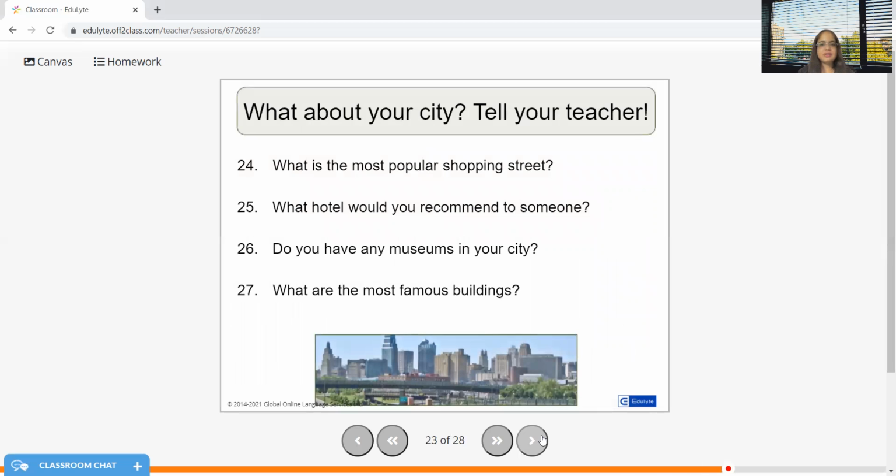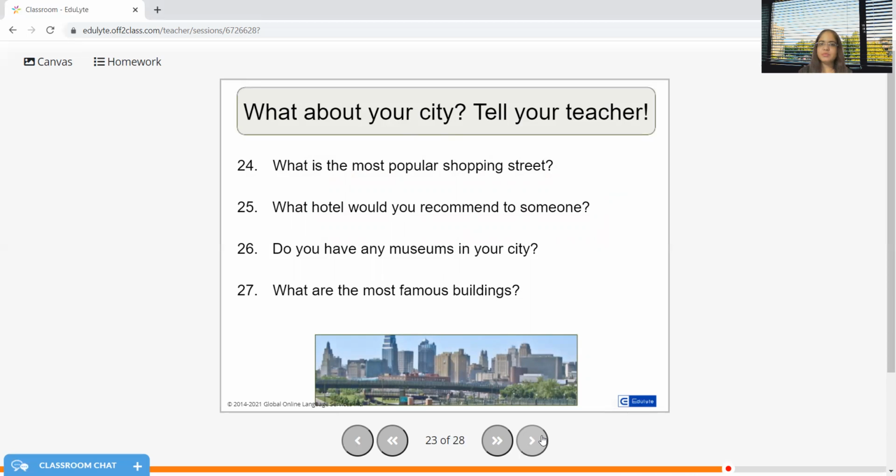So what about your city? Tell each other. What is the most popular shopping street? Let's say the name of the shopping street is XYZ Market. So how will you say it? The XYZ Market or only XYZ Market? Think, I'm sure you'll get the answer. What hotel would you recommend to someone? Maybe the name of the hotel is Hilton. So how do you say it? I'm sure, the Hilton.